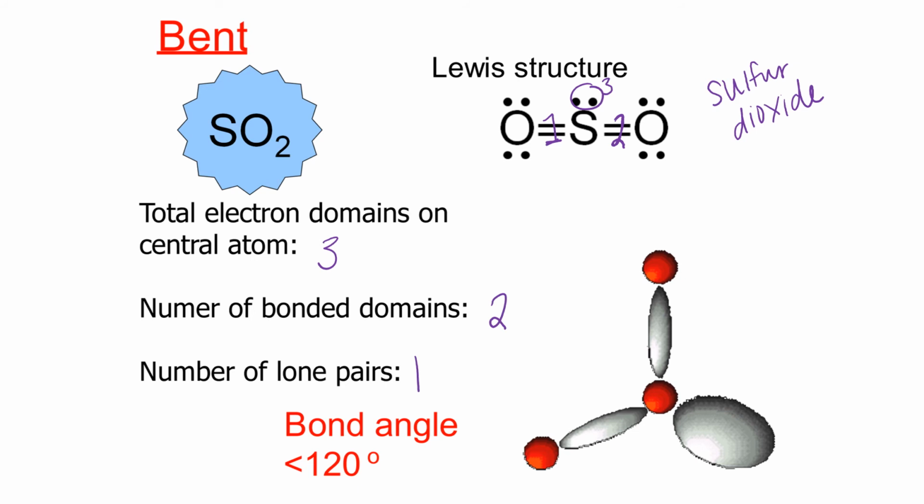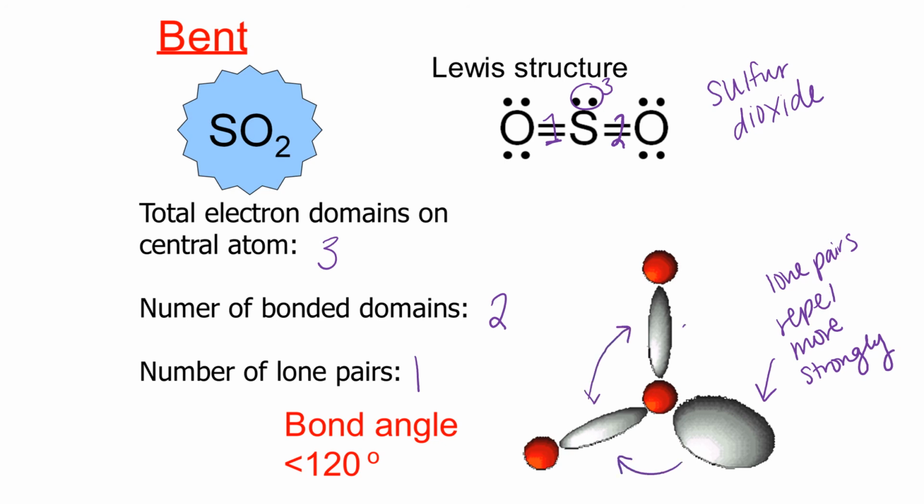But we have to remember the lone pairs repel a little bit more strongly, which is why we see this larger kind of area that the electrons are occupying. So lone pairs repel more strongly. And so because they repel more strongly, we end up seeing a bond angle similar to what we were seeing with trigonal planar, of it being a little bit less than 120 degrees.